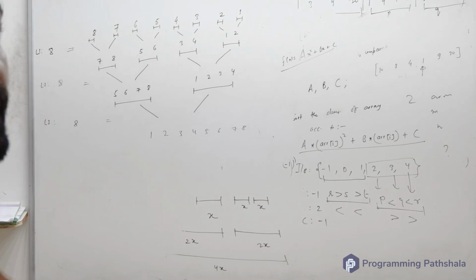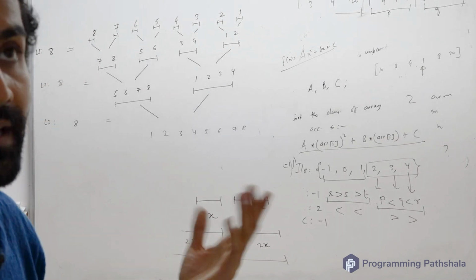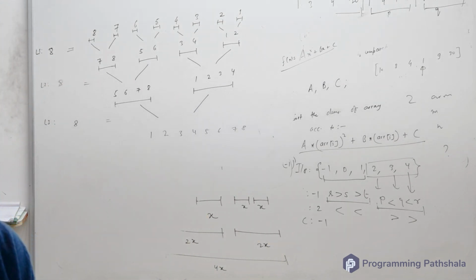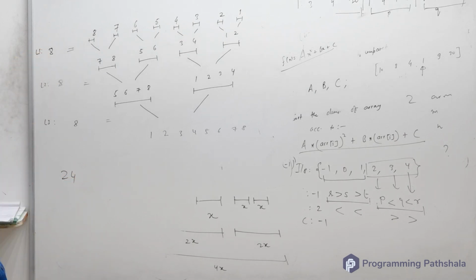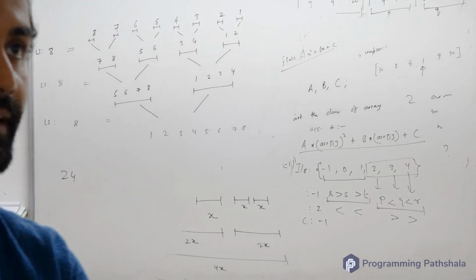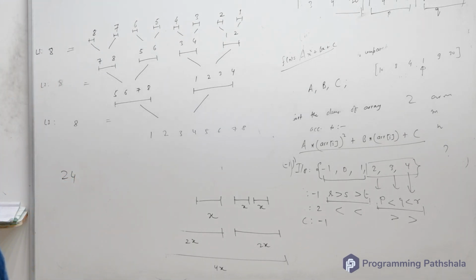So now can you tell me the overall total number of operations that happened over here? What is the total number of operations that ended up happening over here? Why is that tough? 8 plus 8 plus 8, 24 operations, isn't it? Right? 24 operations. Okay, cool. So here the total number of operations is 24.